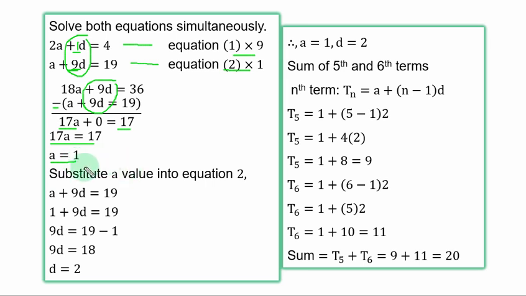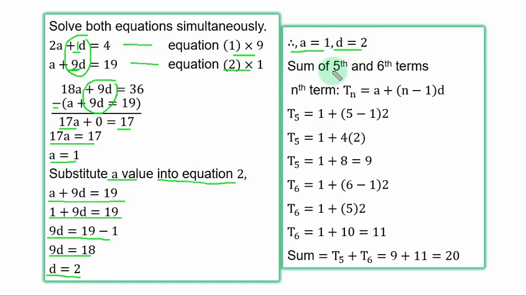To get D, you have to substitute the A value into equation 2. This is equation 2. You replace A with 1. You transfer 1 to the right hand side. You are left with 9D equal to 19 minus 1. You have 9D equal to 18. Divide through by 9. D is equal to 2. Therefore, the first term A is equal to 1. The common difference D is equal to 2.